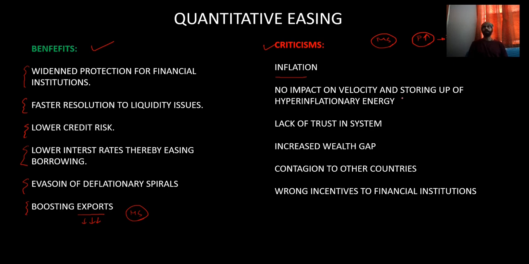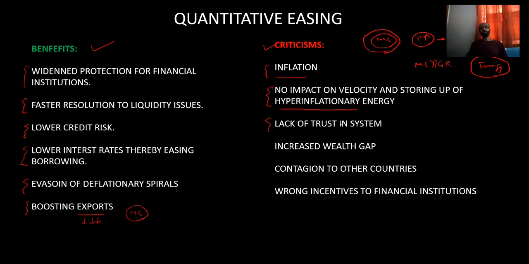No impact on velocity and storing up of hyperinflationary energy. So, even after quantitative easing, the demand was not going up as much as the Federal Reserve wanted. The money supply, or the money quantity, was increasing, but the demand was not increasing. So there was an imbalance. That is, the money supply was not in parity with the natural growth, right? So the money supply was far exceeding the growth rates. This can create a storage of energy in the system, which can later lead to very high inflation or even hyperinflationary scenarios. This is one of the criticisms.